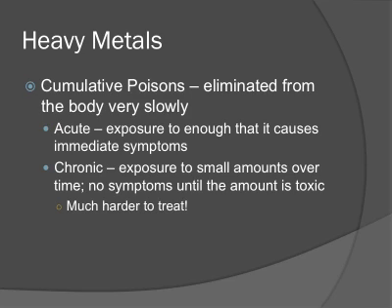Now, there are two types of ways that you can be poisoned by this. Acute is when you are exposed to a high enough amount that it causes the immediate symptoms. Okay? Chronic is when you are exposed to a small amount over time, and the bad part about it is you don't feel any symptoms until the level is so high that it's toxic. And this is the one that is much harder to treat.